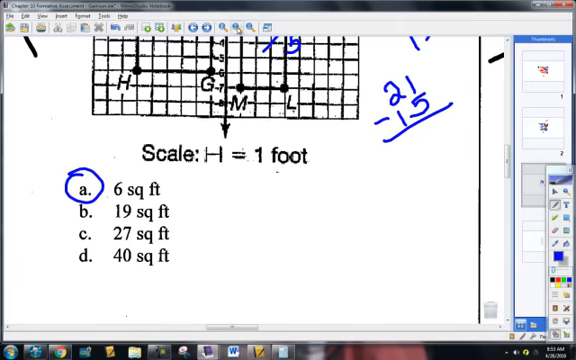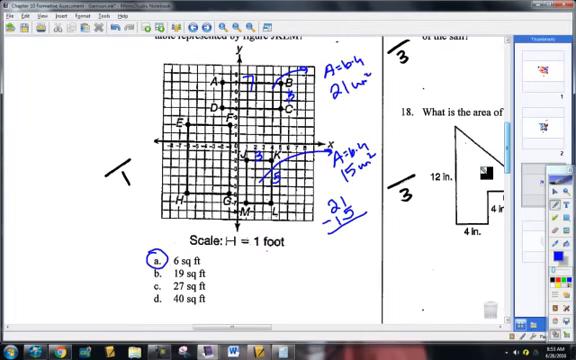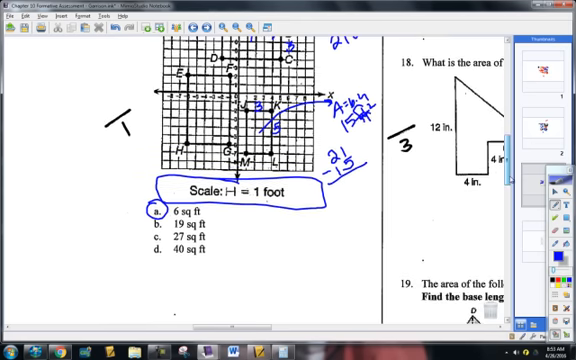Letter A, no work. I mean, you should have had work, but I'm not counting off if you didn't. I'm not giving you credit for it. It's just right or wrong. Either you had A or you didn't. Yep, since this scale right here says that each one of those squares is 1 foot by 1 foot, this should have been feet squared. He's right. Okay, all right, let's go on.